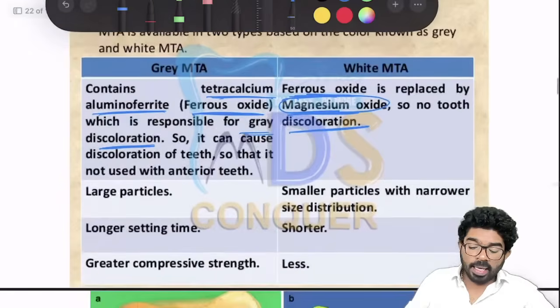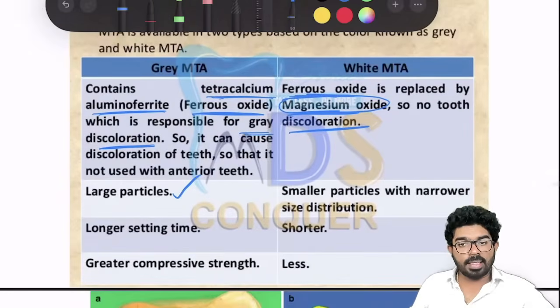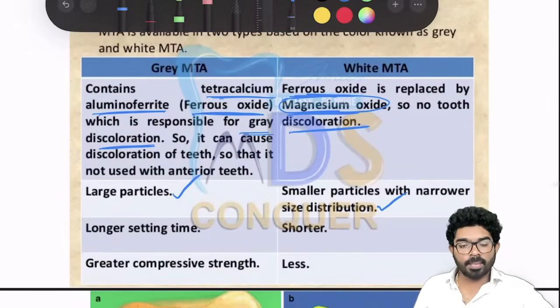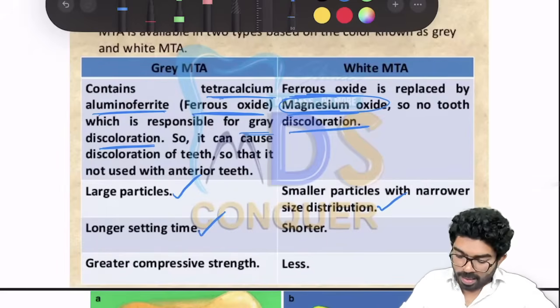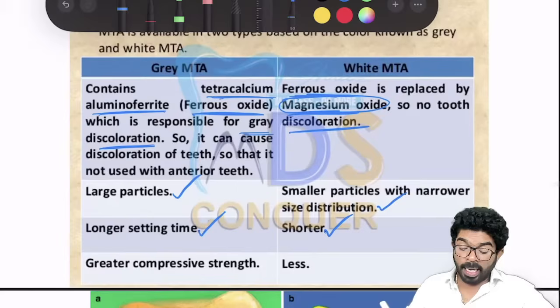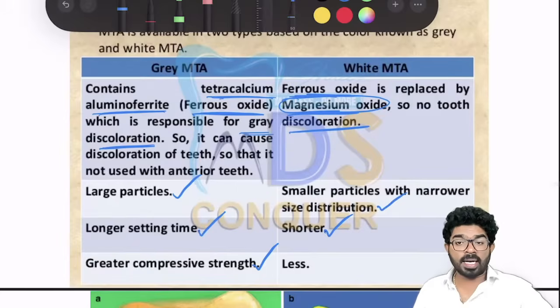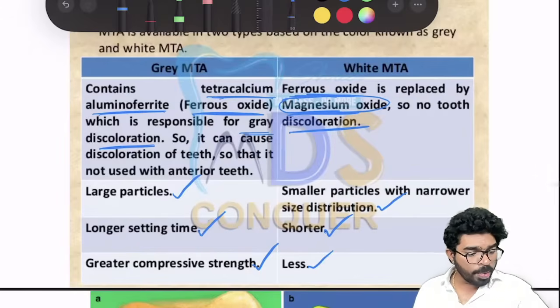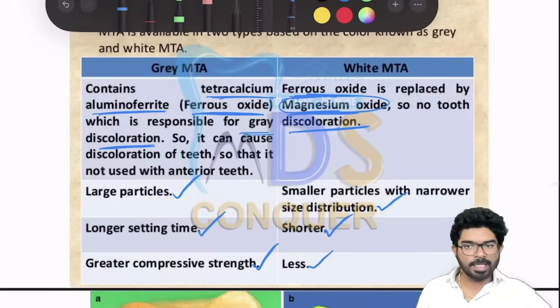In gray MTA the particle size is larger, whereas in white MTA the particle size is smaller. Gray MTA has a longer setting time; white MTA has a shorter setting time. Gray MTA has more compressive strength, that's the biggest advantage, whereas your regular MTA has less compressive strength. So these are the most important points to be noted. Okay, right. So now I'm coming to the last part.